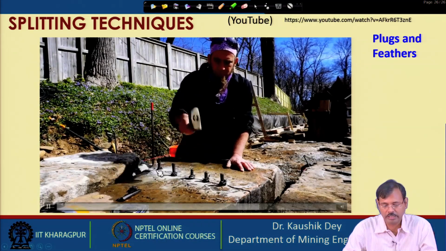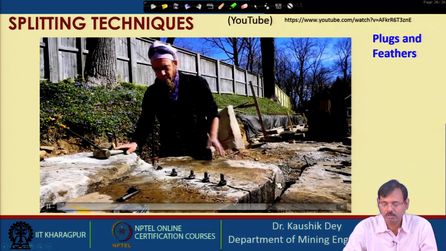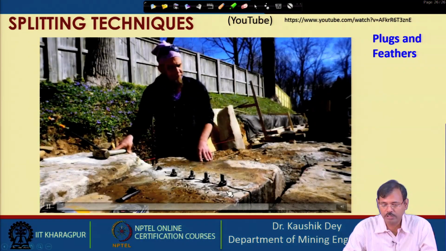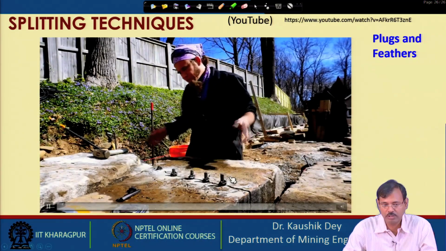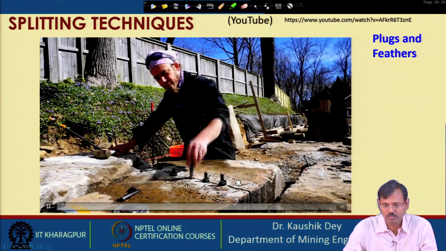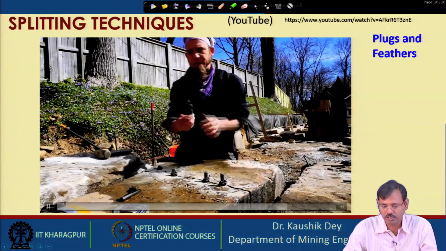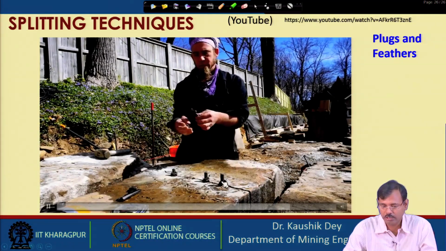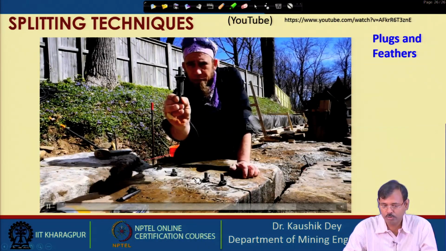So, it is cracked along this line, and now that block is split in two parts. This is the common technology which is used, but it is in general adopted for low value deposits. This is the plug, and this plug can be reused.